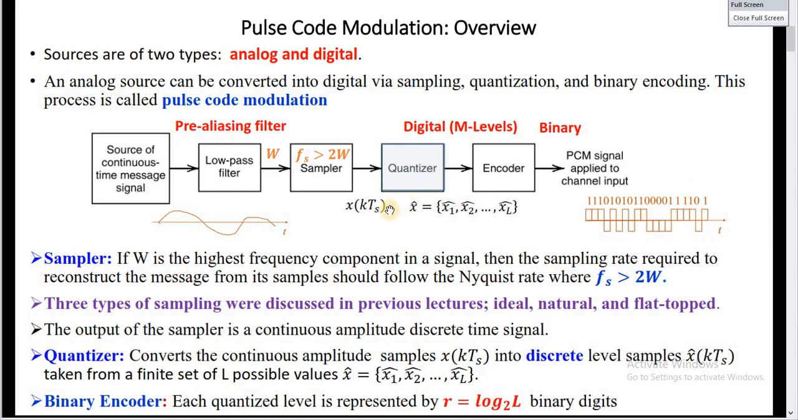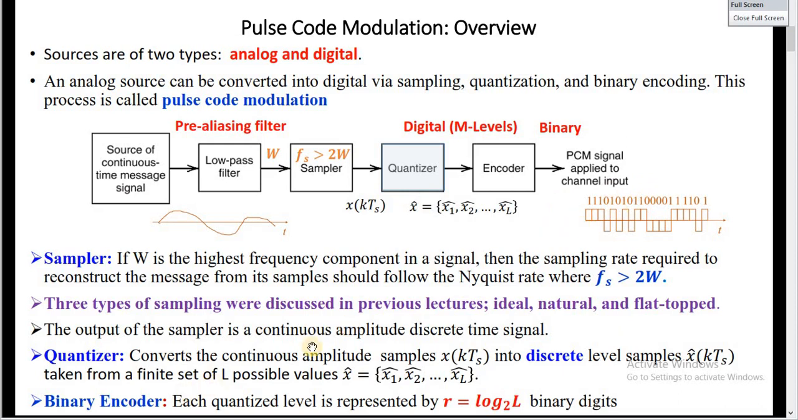We need to understand the operation of this unit, which is called the quantizer. This signal belongs to a continuous set of values. The output of the quantizer belongs to a finite and countable set of possible values, x1, x2, up to xL. This set is countable and finite. The set of possible inputs is continuous and has infinite values.